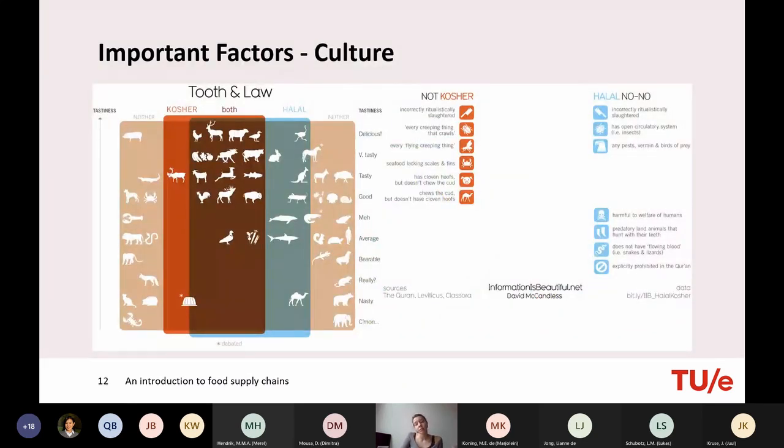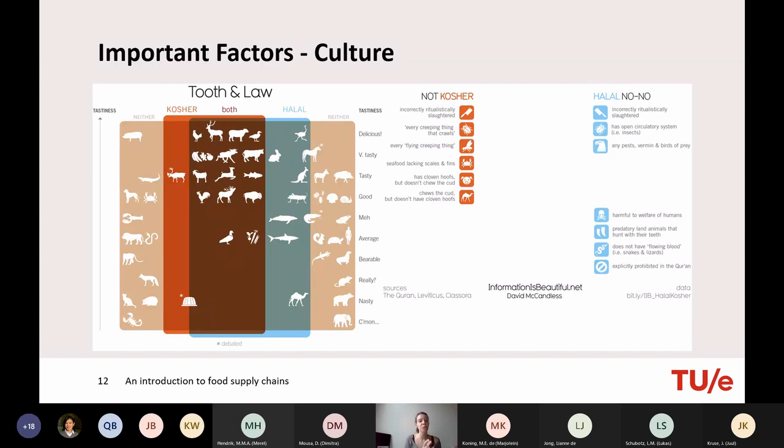Another important factor to consider in this context of food is culture, because culture affects our eating habits and our dietary preferences. Here you can see that one of the main differences with regards to culture is, for example, that different religions will look at different types of meat in a different way with regards to whether these types of meat are edible or not. And this also applies to other types of food.